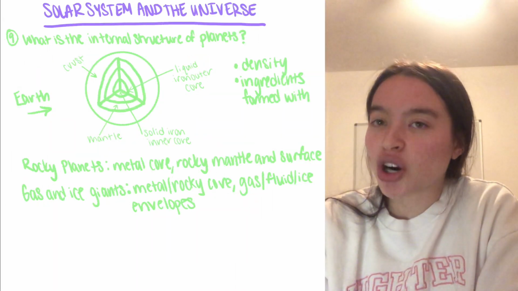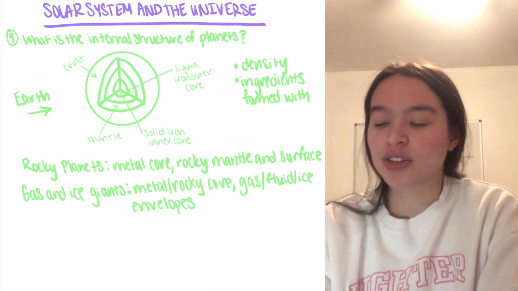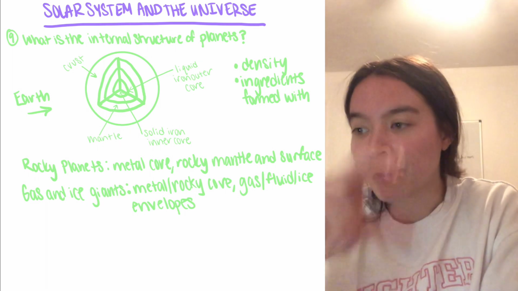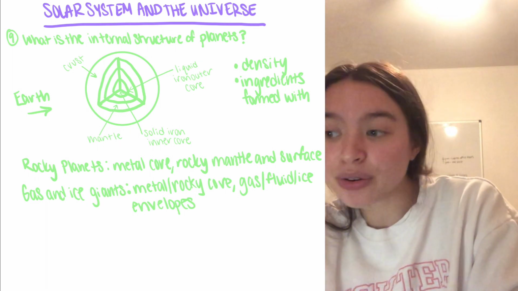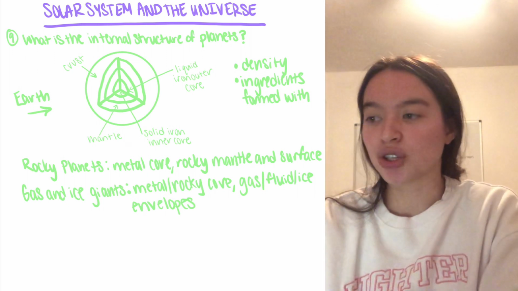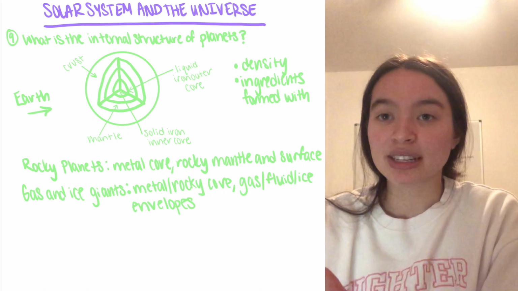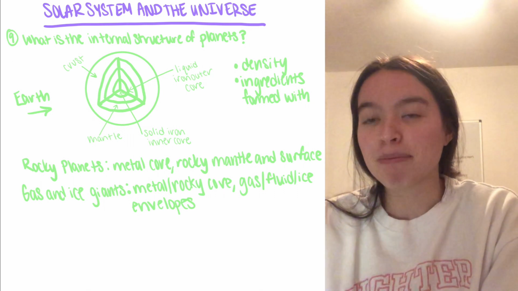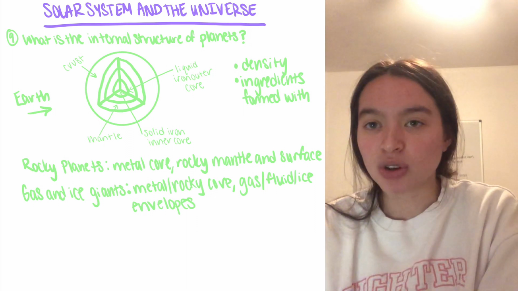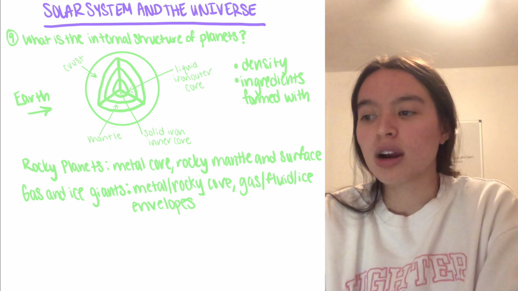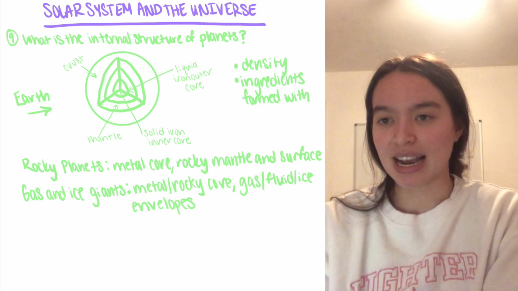What is the internal structure of planets? So this is where a diagram is really helpful. As you can see here, there's a crust, there's a mantle, there's the liquid iron outer core, there's a solid inner core. So another thing you have to look into is the density and the ingredients that the planet formed with. Rocky planets generally have a metal core, a rocky mantle, and surface. Gas and ice giants usually have a metal or rocky core, but they have gas, fluid, ice envelopes.